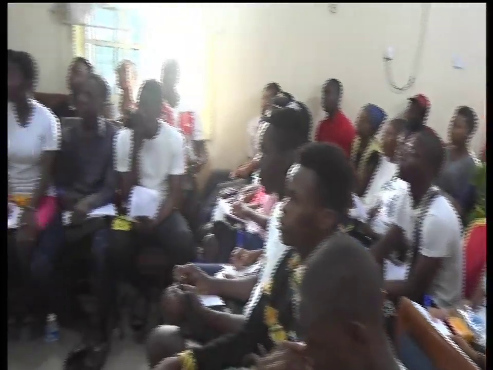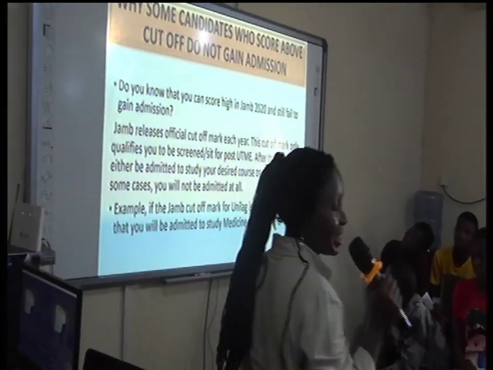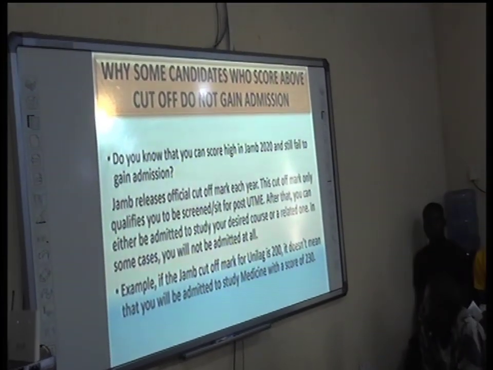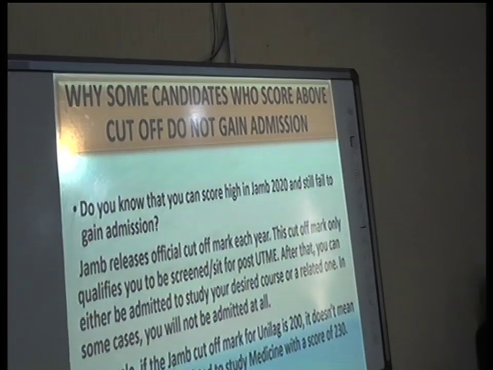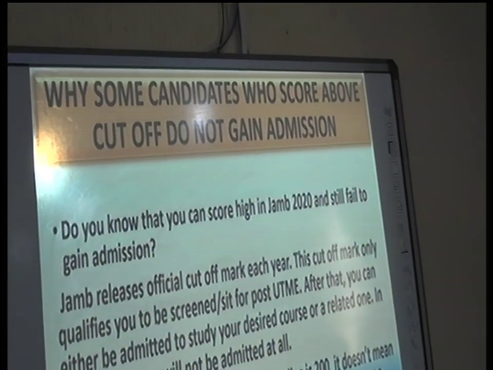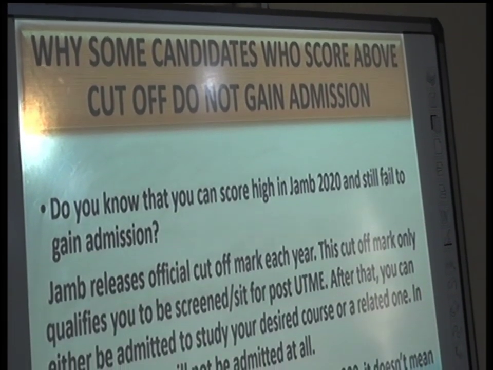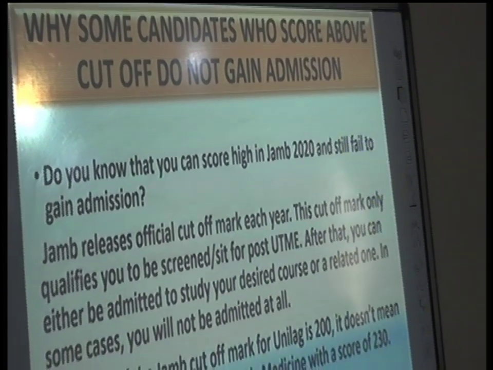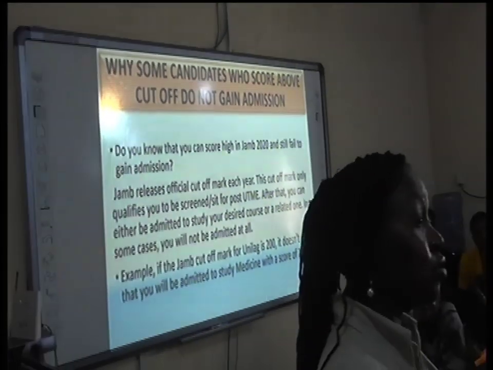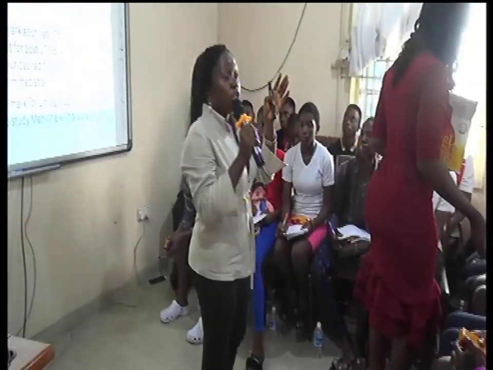Now, my colleague talked about the quota system and how people get admission in Nigeria. There's still another pattern on how you can get admission or not. If you score high in JAMB, scoring very high is not a guarantee that you will get admission, right? If you score very well in JAMB, you will also write post-UTM if you are going for maybe a university, right? Then each university has its cutoff marks.